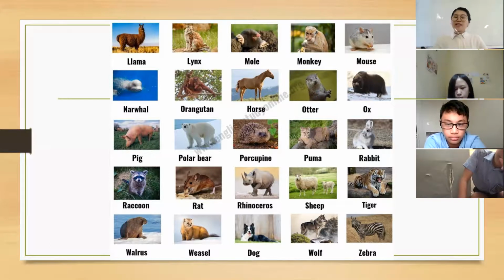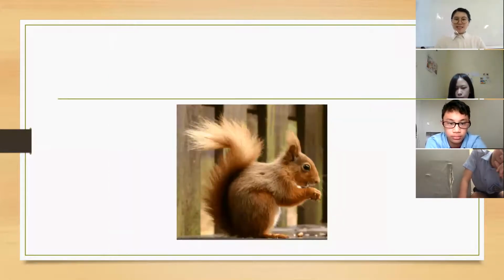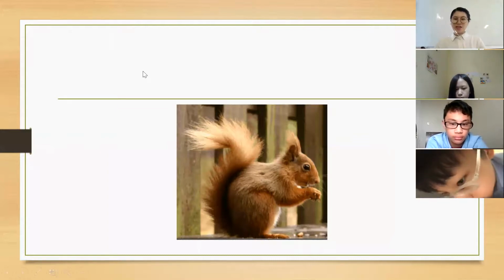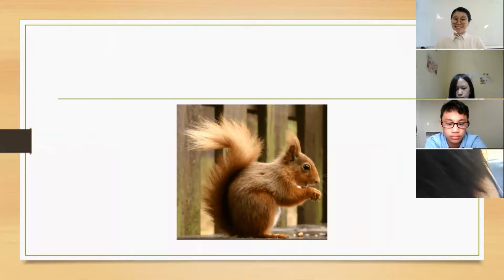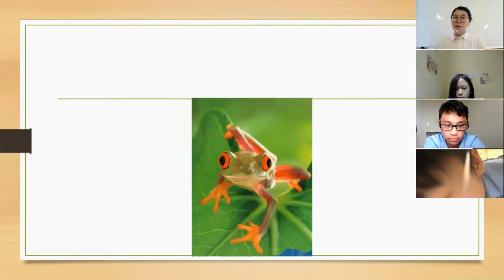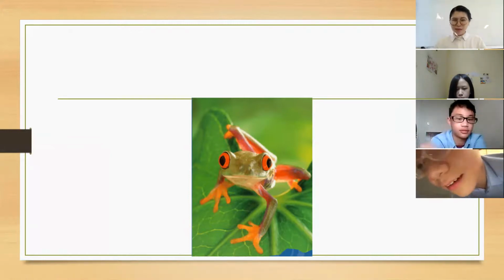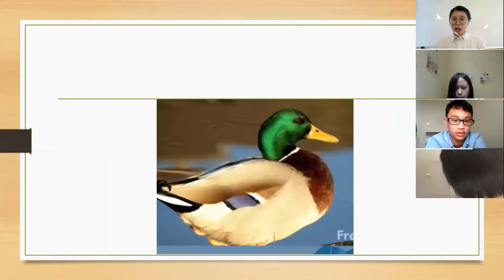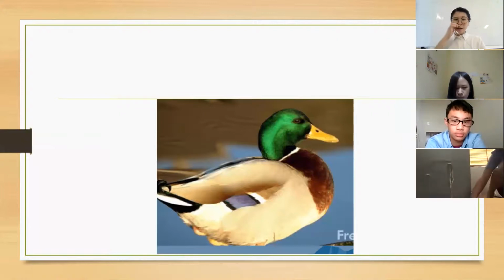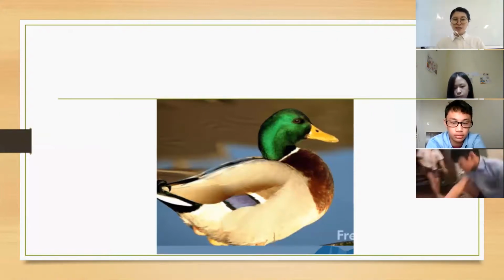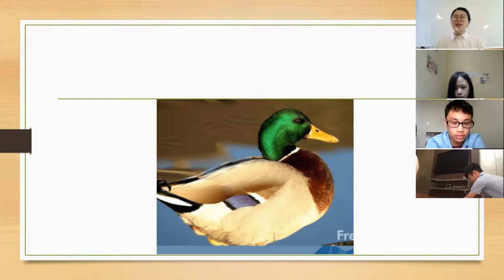What classification of vertebrate is this? I think that's a mammal. Very good. It's a mammal. Okay, how about this one? Valerich, what is the answer? Amphibians. Very good. It's an amphibian because this is a frog. Okay, how about this, Shara? What is the classification of this vertebrate? Bird. Very good. It's a bird because, as you can see, there is a feather.